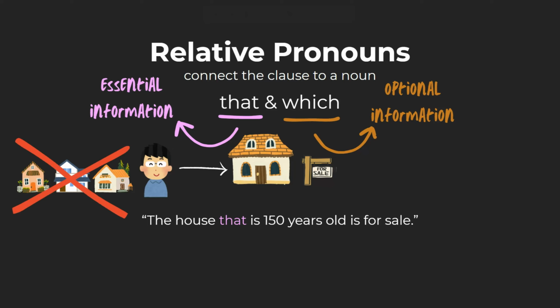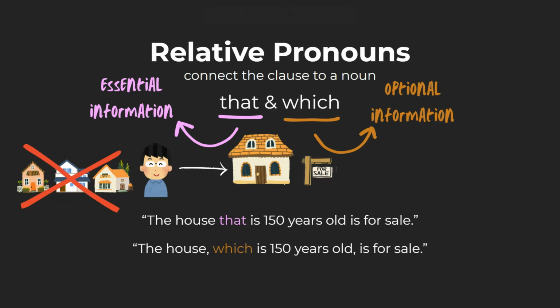However, if this is the only house this man is selling, he would say, "The house, which is 150 years old, is for sale." This phrase now gives us more information about the house, but without it, the sentence is still perfectly understandable. The house is for sale. Therefore, in this context, we'd use which, as it introduces a phrase that's not essential.